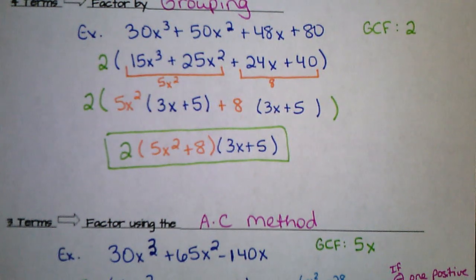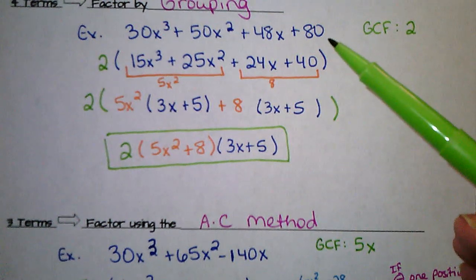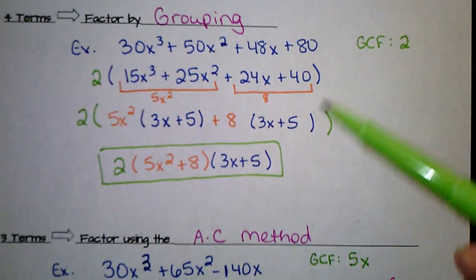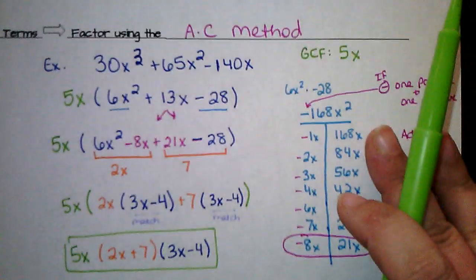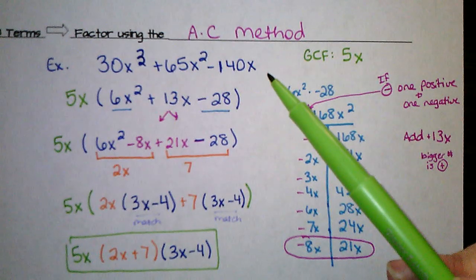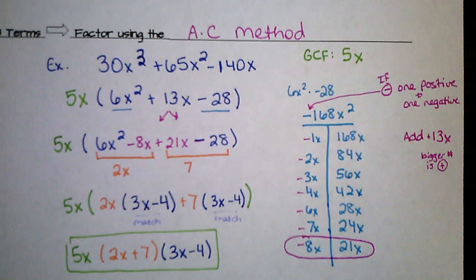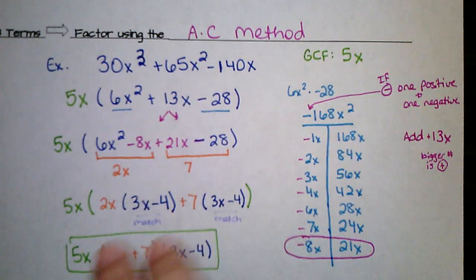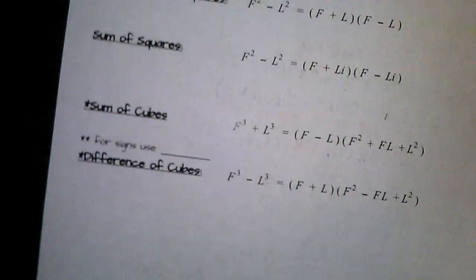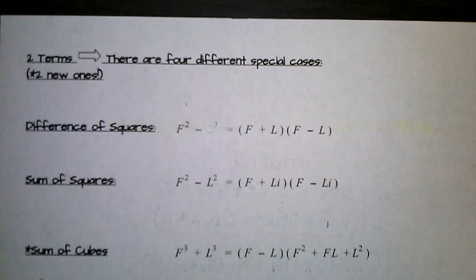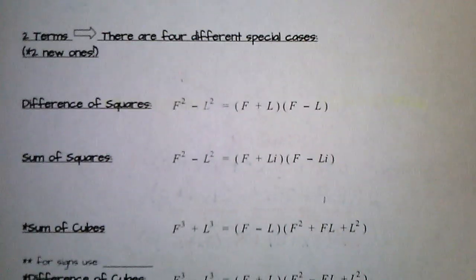Okay, so if you have 4 terms, you'll factor by grouping, which as we can see is just the end of the AC method. If you have 3 terms, you'll factor by the AC method. So, Mrs. Black, what if I have 2 terms? Well, flip it over. Now we're going to see what happens if we have 2 terms.